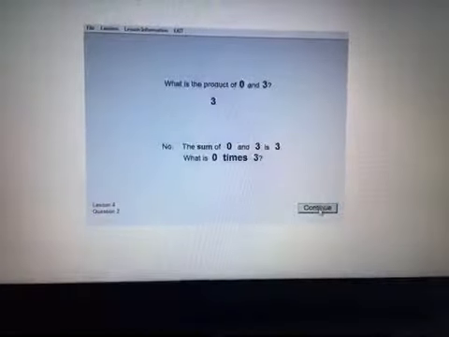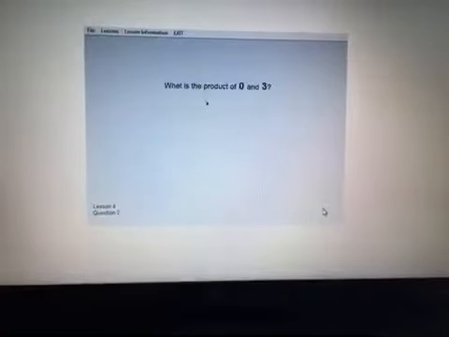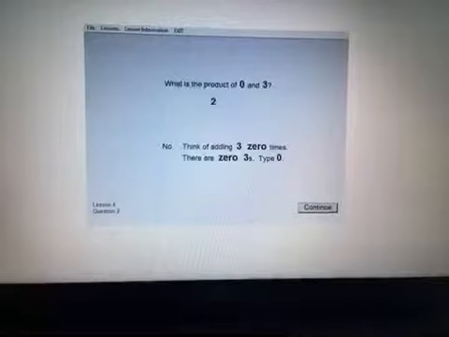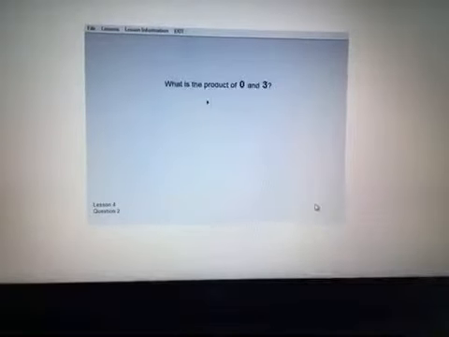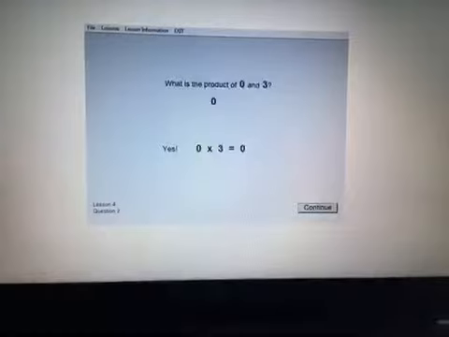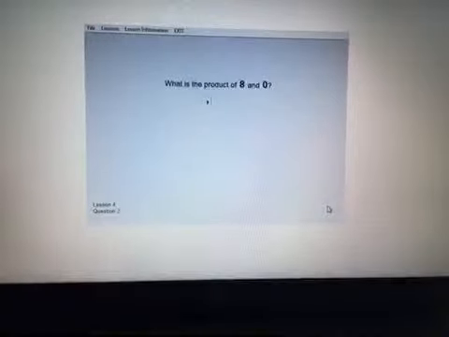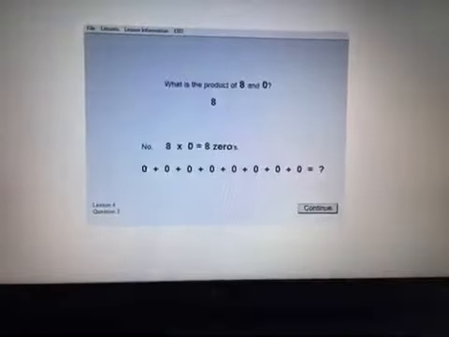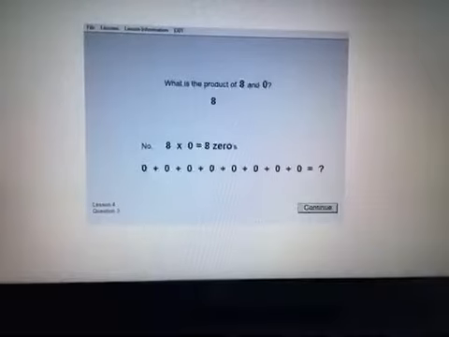Really trying to get them to understand what's involved. 3 zeros. Type 0. 0 times 3 equals 0. We'll miss this one again. Still haven't quite gotten it. 8 zeros. Lots of reinforcement in different ways.